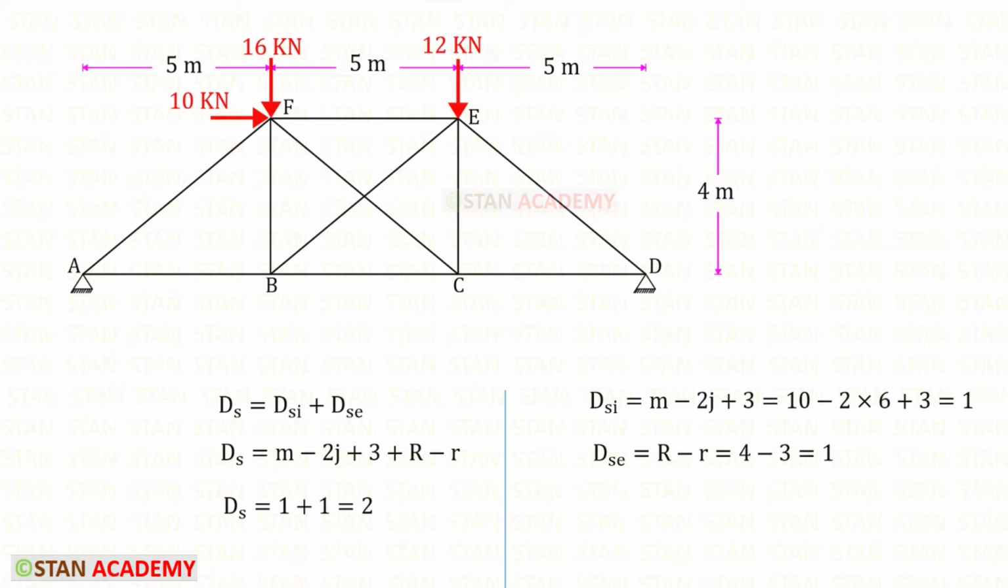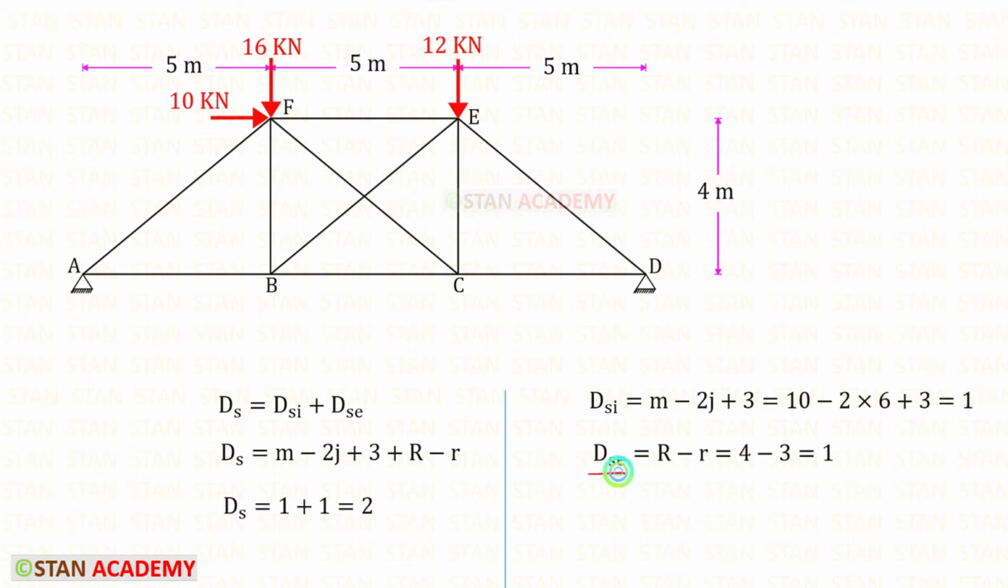First, let us find dSi. M is the number of members. Let us count the members. 1, 2, 3, 4, 5, 6, 7, 8, 9, 10. So M is 10. J is the number of joints. 1, 2, 3, 4, 5, 6. J is 6. For dSi, we will get 1.